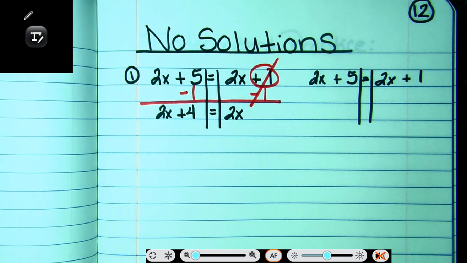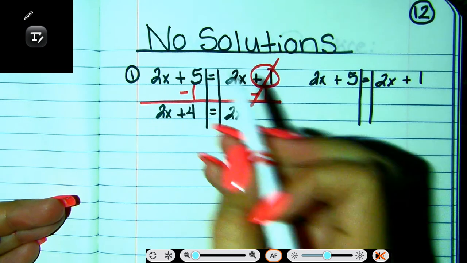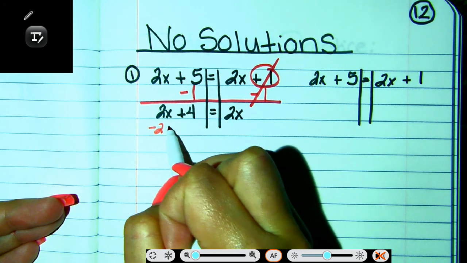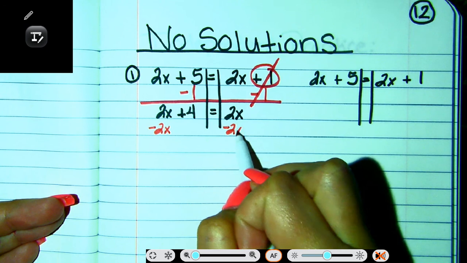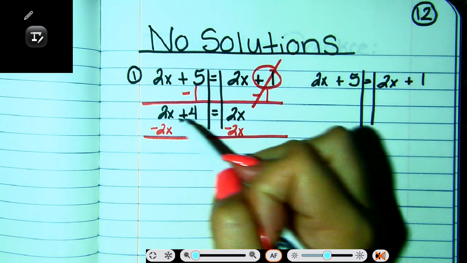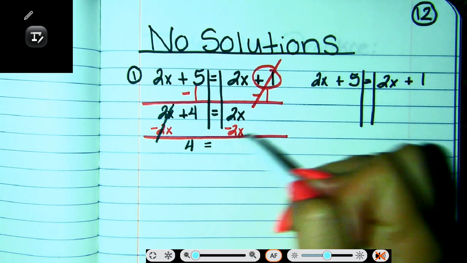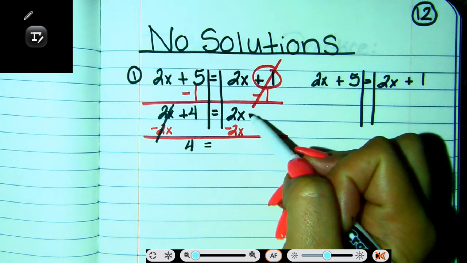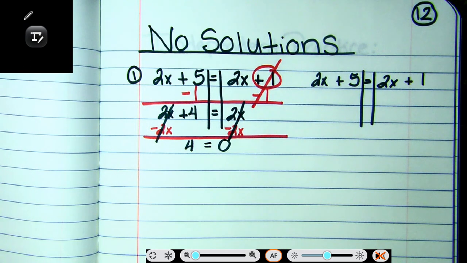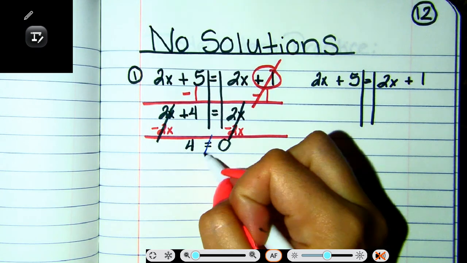Now we need to get my variables, my like terms, on the same side of the equation. So this is a positive 2x, and the opposite of that would be subtract 2x on each side. I do know that 2x minus 2x is 0, so I have 4 equals 2x minus 2x, which is 0. 4 is equal to 0? That's not true.